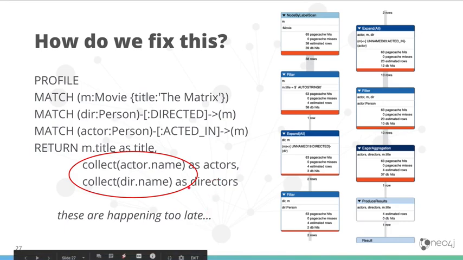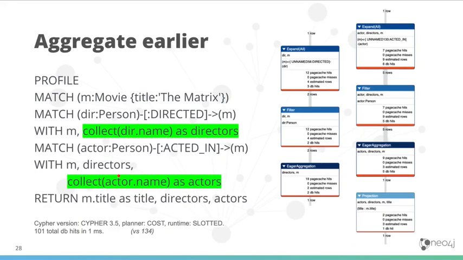So back to the query. How do we fix this? Well, we can note here that the problem actually exists between these matches. This emits 2 rows, and then the next match executes on both of them. So these collects are actually happening too late. This gets us the cardinality that we want, a single row. So let's move it up.